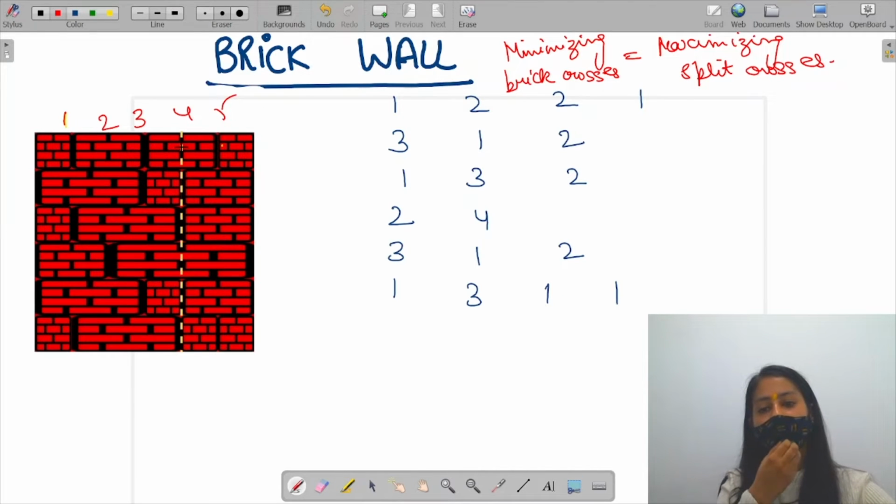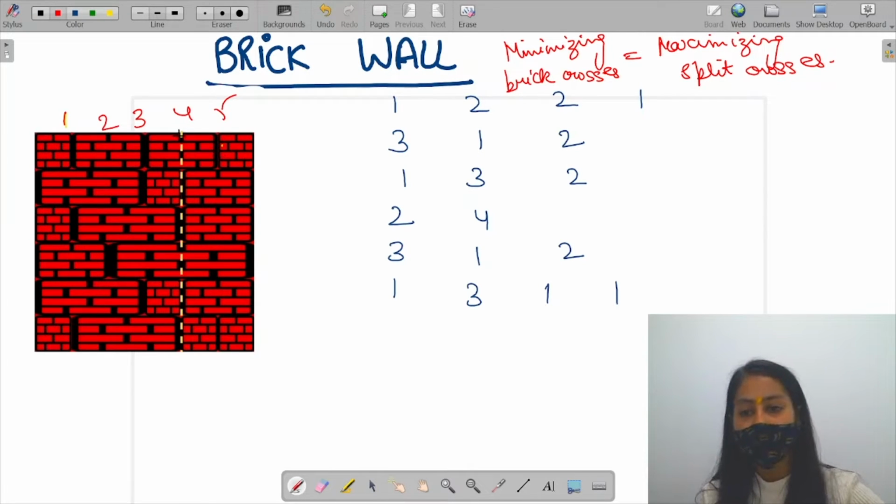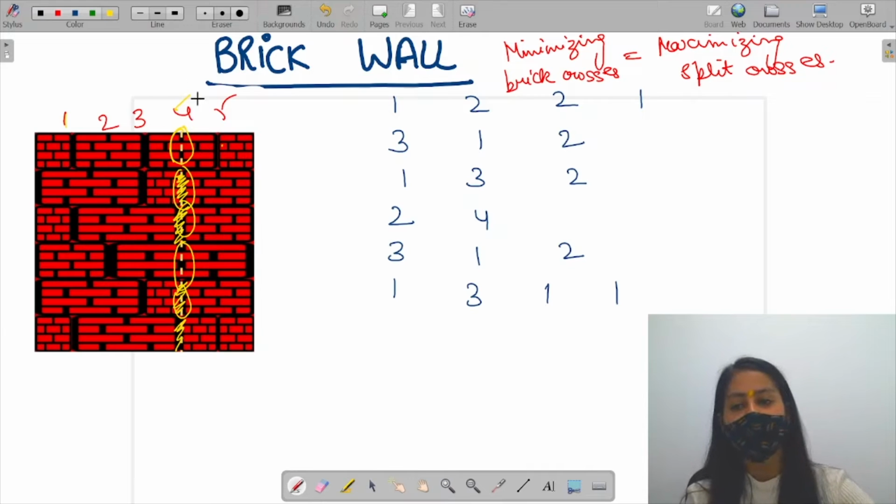Right? So brick cross is when a line is not passing through a split. When I am drawing a line, either the line is passing through the brick cross or the split cross. So if I have to minimize the brick crosses, then I have to maximize the split cross. Minimizing brick cross is equal to maximizing split cross. If the maximum number of split crosses is present at a particular point, then the minimum number of brick crosses is present at that point.